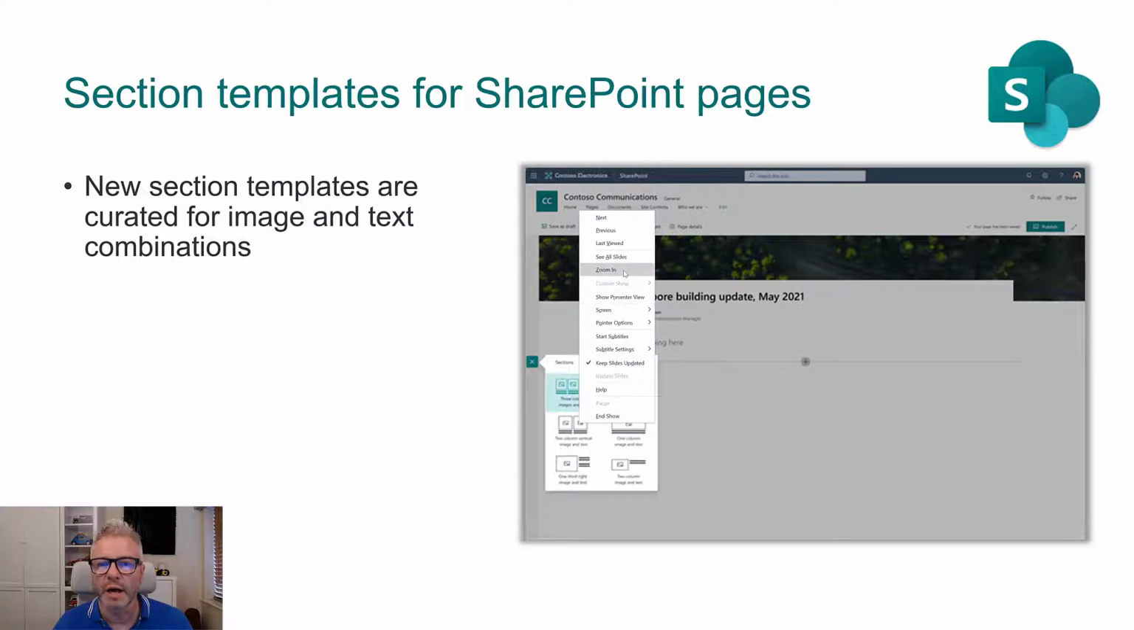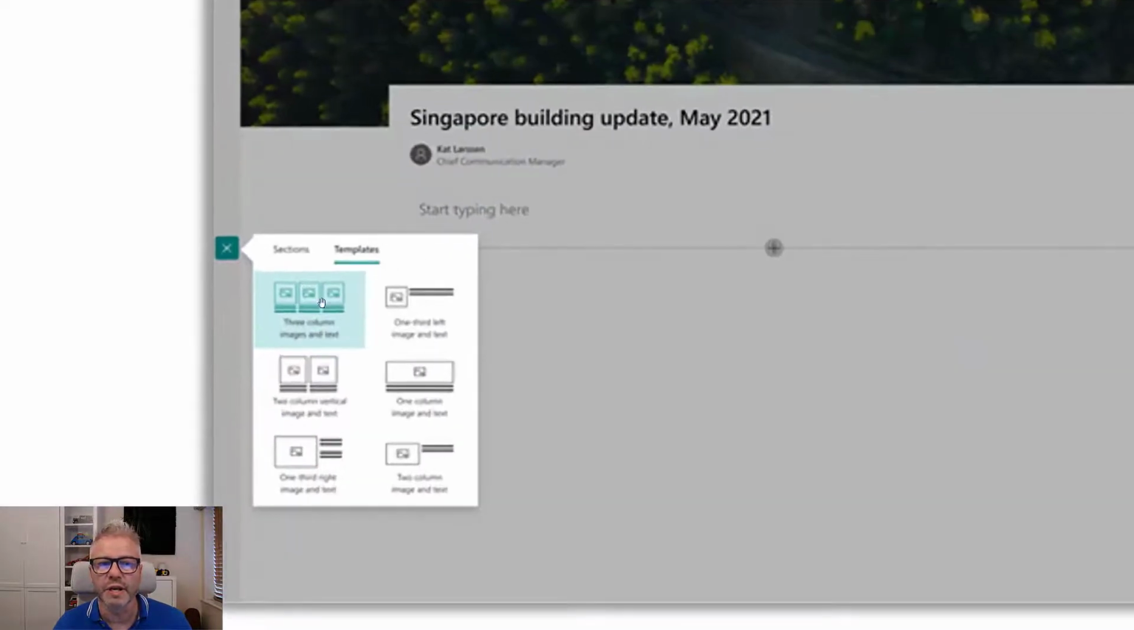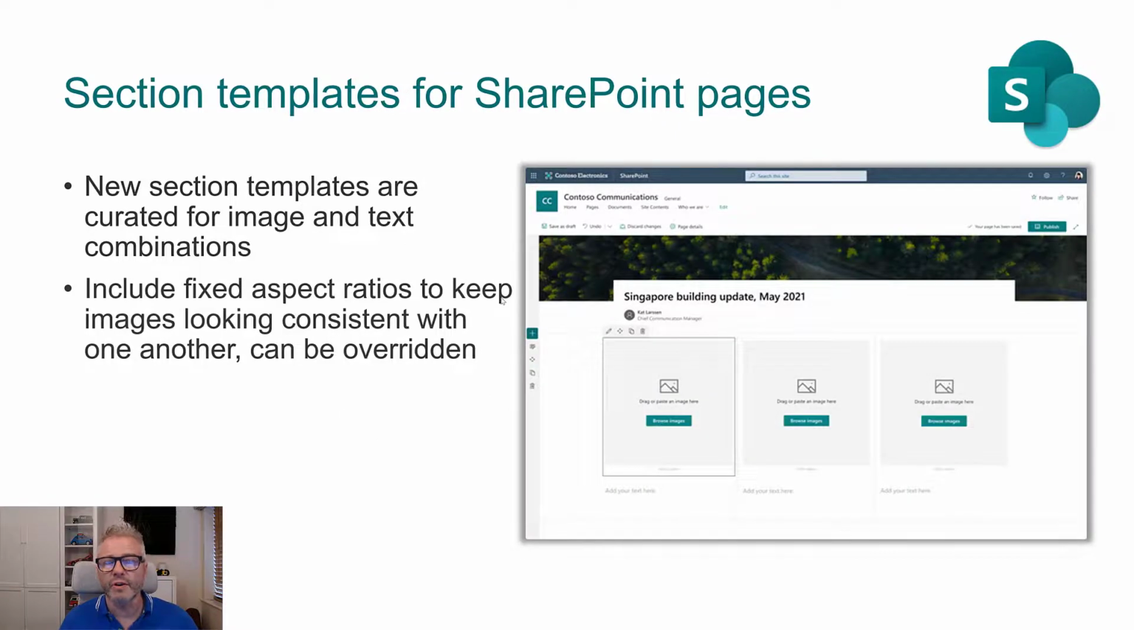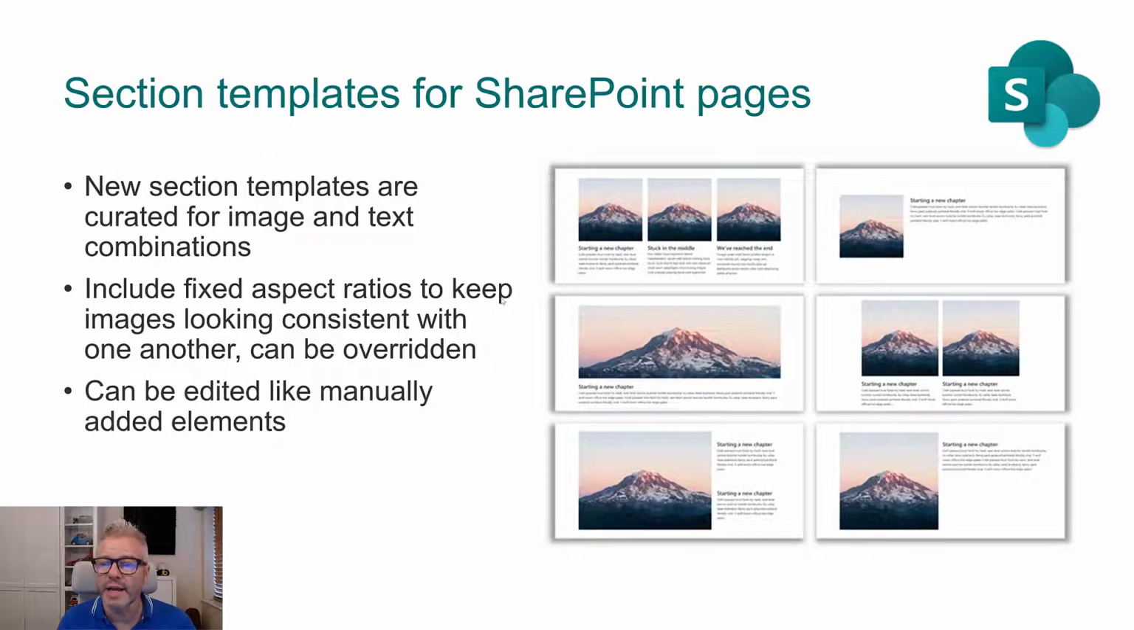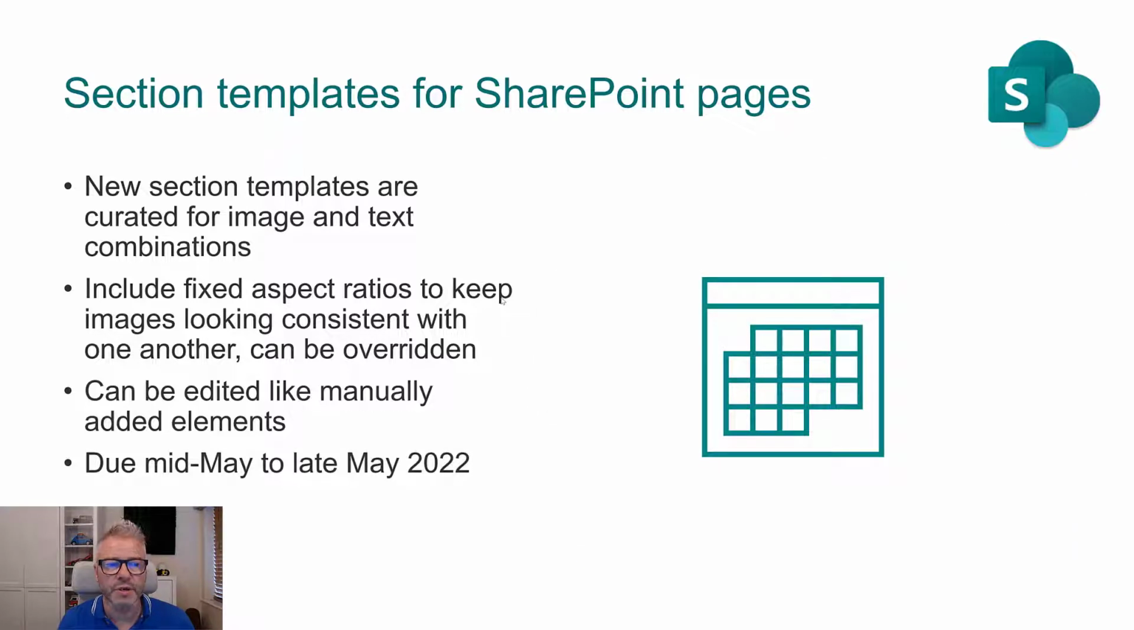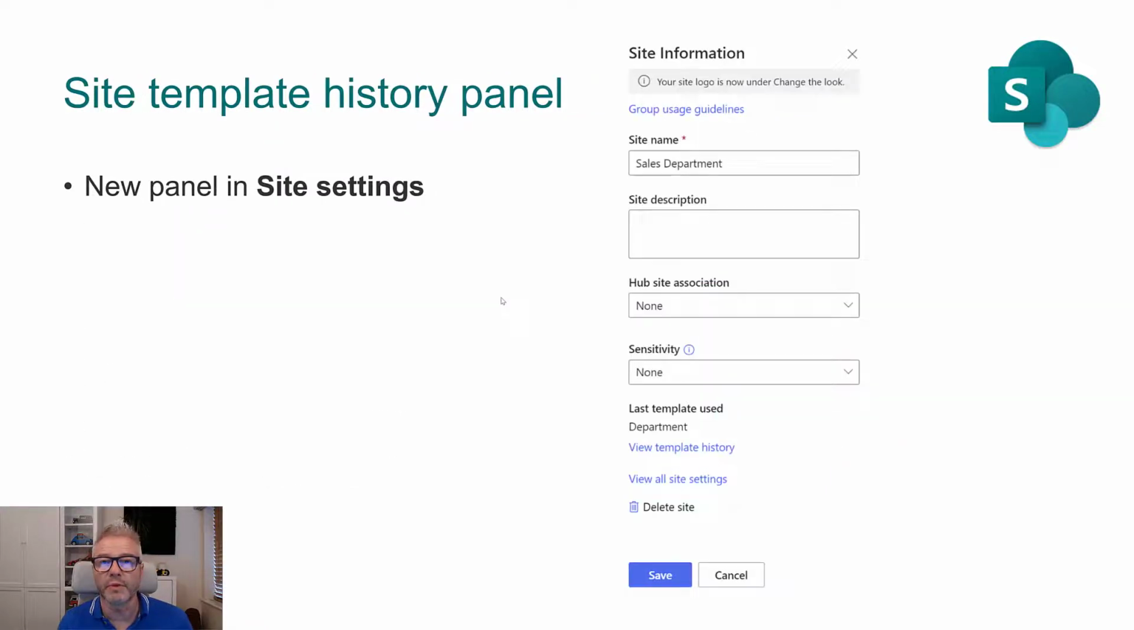Let's have a little zoom in, and you can see there, you've got a new section, and those are the layouts that you can have, and they're for curating image and text combinations. So they are fixed, but as the page editor, you can change them if you want to. And there is a preview of the 6 layouts. So just like a really nice, consistent way to lay out your images and your pages. So due any day now, but maybe as early as the end of the month for you.